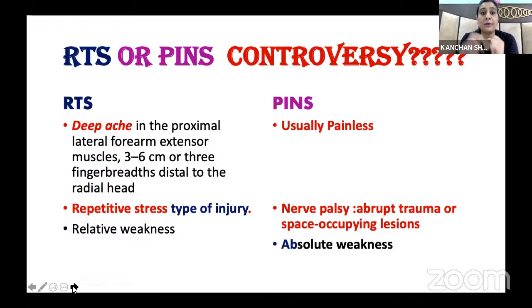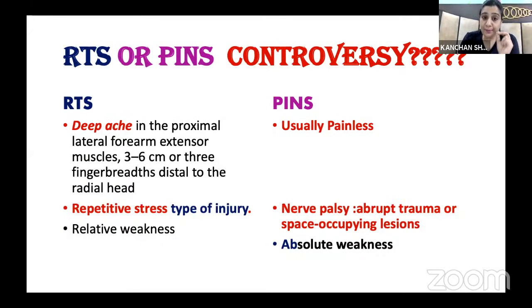But when we are talking about posterior interosseous nerve syndrome, this is basically a palsy. Because this nerve supplies all the extensors of our forearm except the extensor carpi radialis longus, because that is given off by the main radial branch. So if this nerve is involved, you will have a problem with all the extensor muscles of the forearm. But in radial tunnel syndrome, you won't have something like that. So the patient is going to have pain.